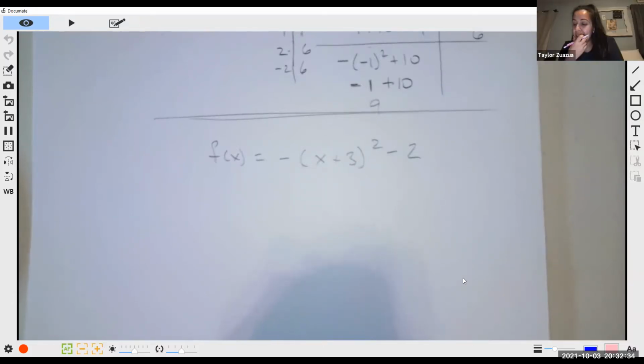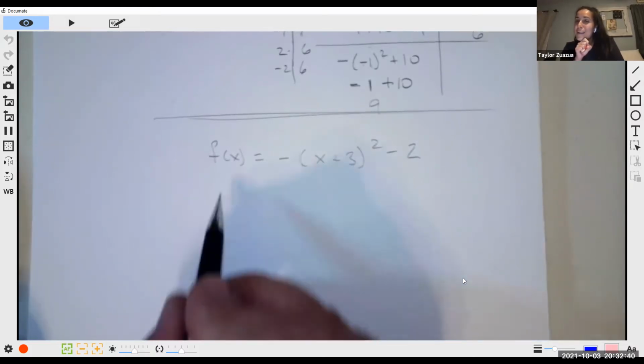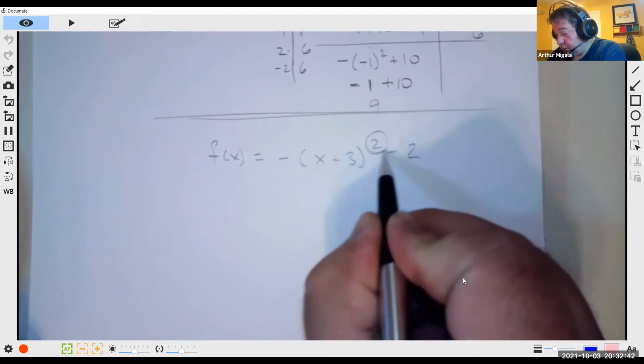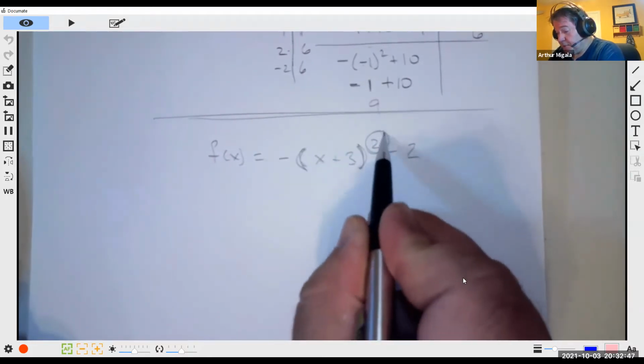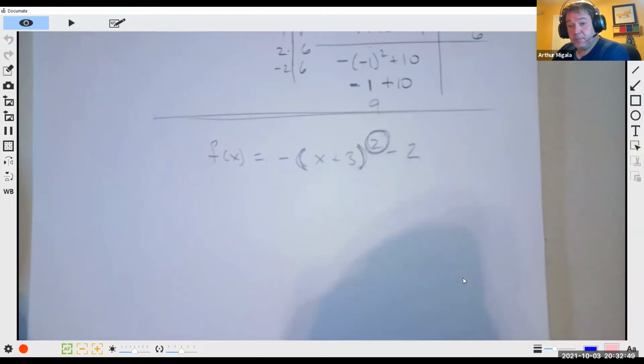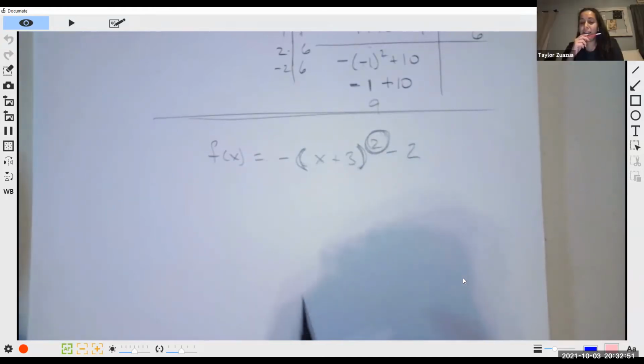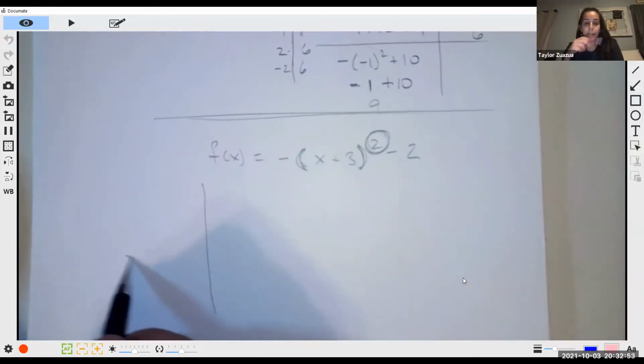Okay, so see, that's where I get all confused. I don't know if that is a parabola anymore. Yes, because you always look at the exponent. Here's x, it's inside the parentheses, but it's exactly still a parabola. Okay, so we know it's a parabola.